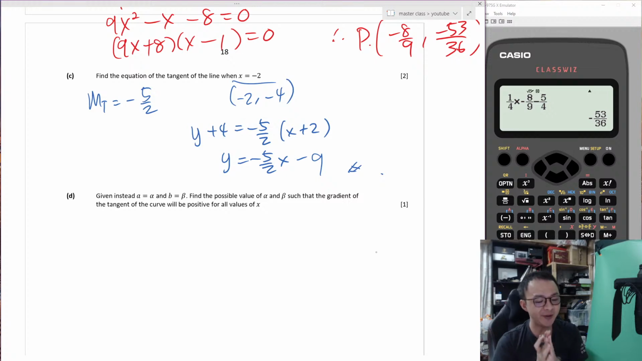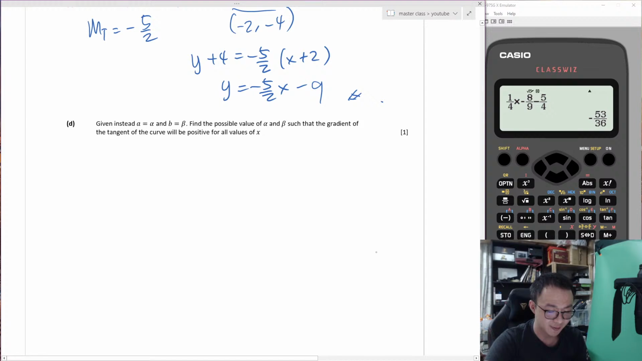Okay, so given instead a equals to alpha, b equals to beta, find the possible values of alpha and beta such that the gradient of the tangent of the curve will be positive for all the values of x. 1 mark only. What do they want? Find the possible alpha and beta such that the gradient of the tangent of the curve will be positive for all the values of x.